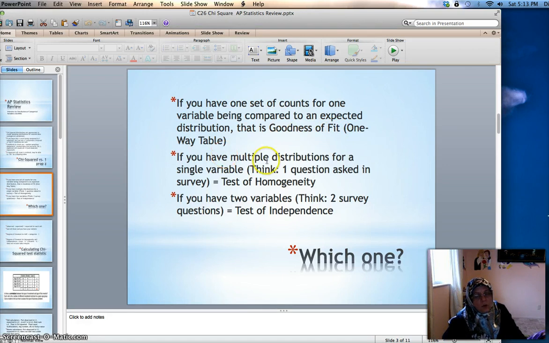Now, if you have multiple distributions for a single variable, and one way to tell is if you have basically a single question asked in a survey, but different groups answering that question, so you might have different responses, then that calls for the chi-squared test of homogeneity. Now, if you have two variables, represented by two different questions being asked in a survey, for example, compared against each other in a two-way table, then that calls for the chi-squared test of independence.